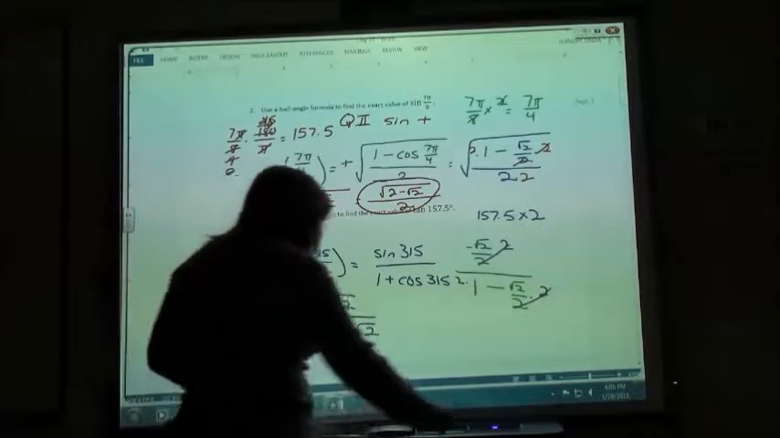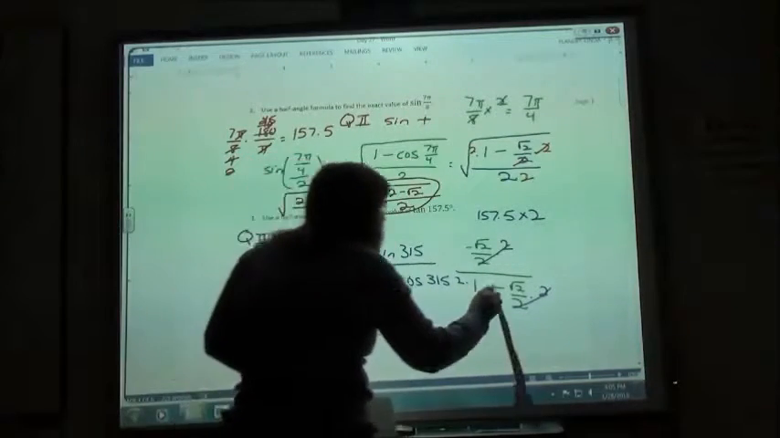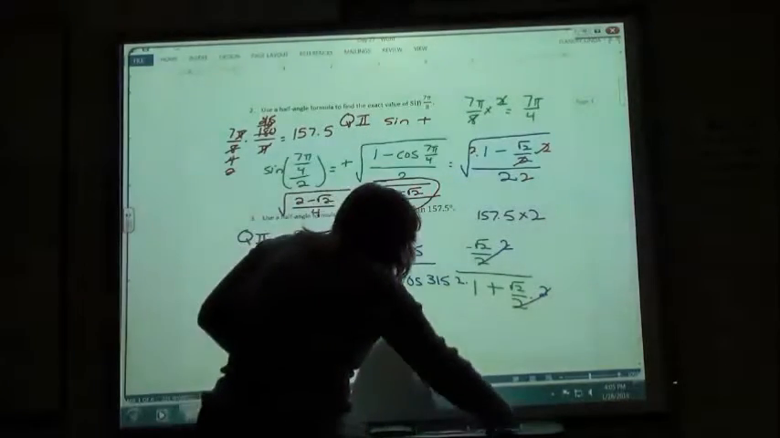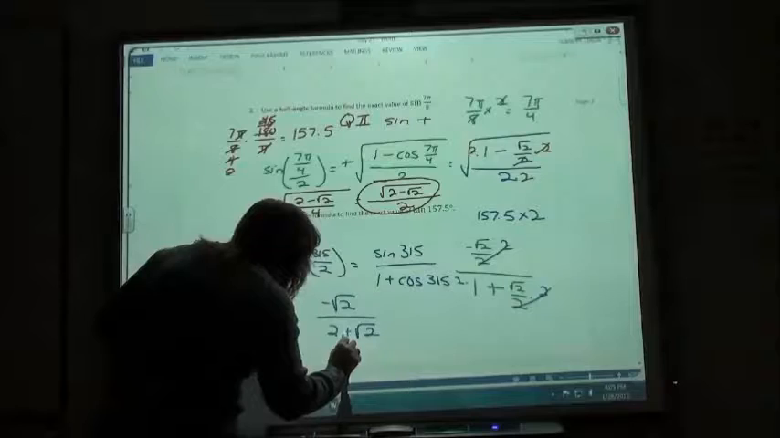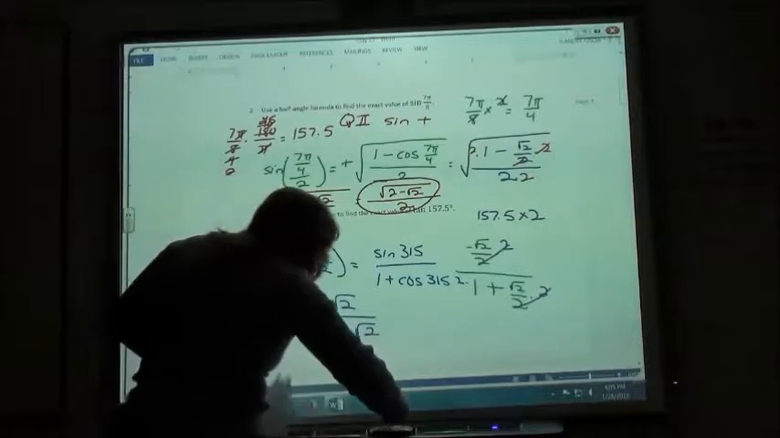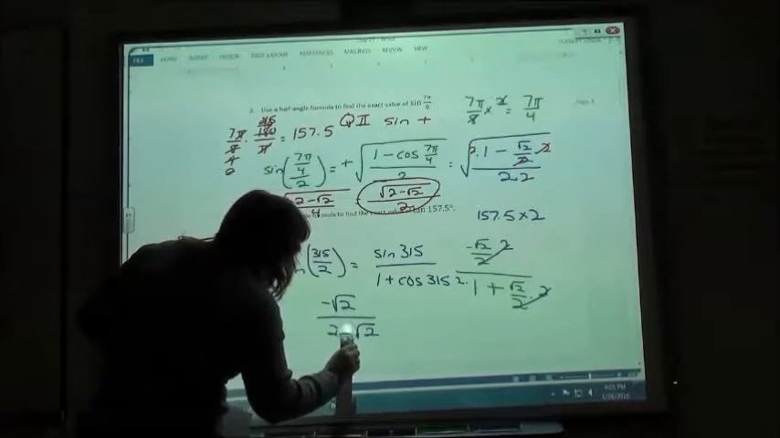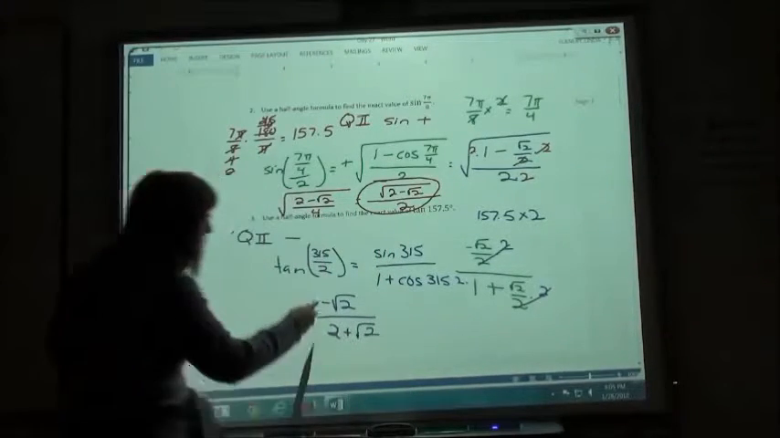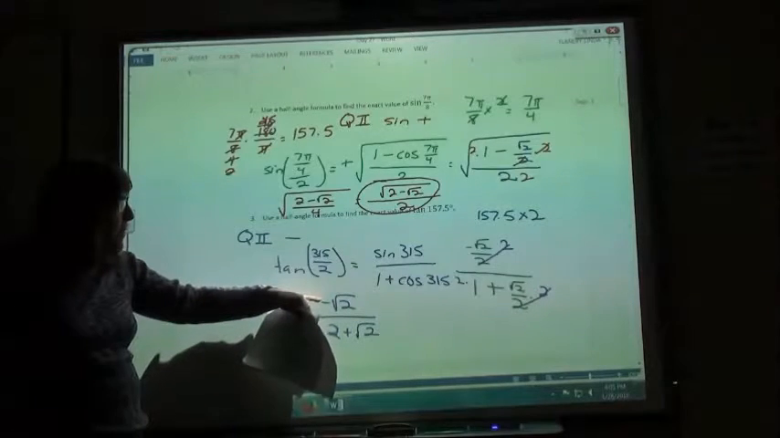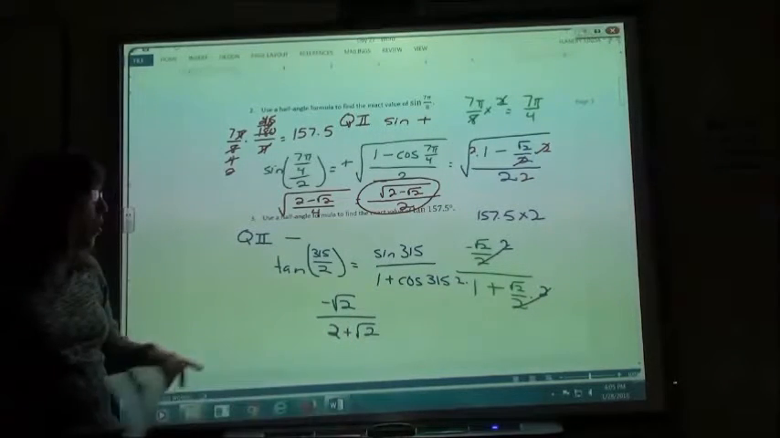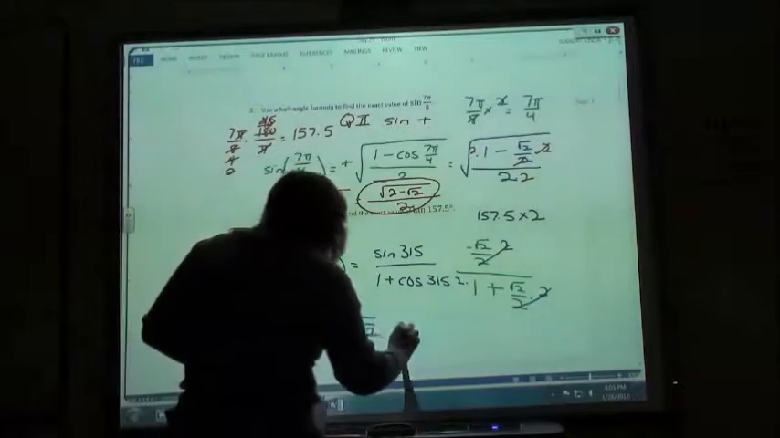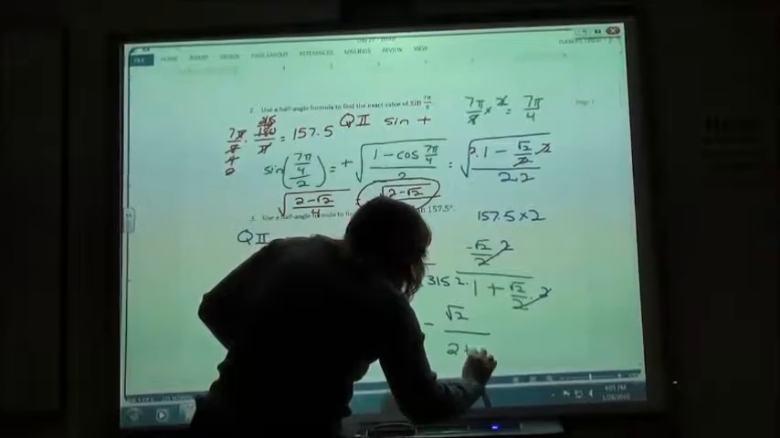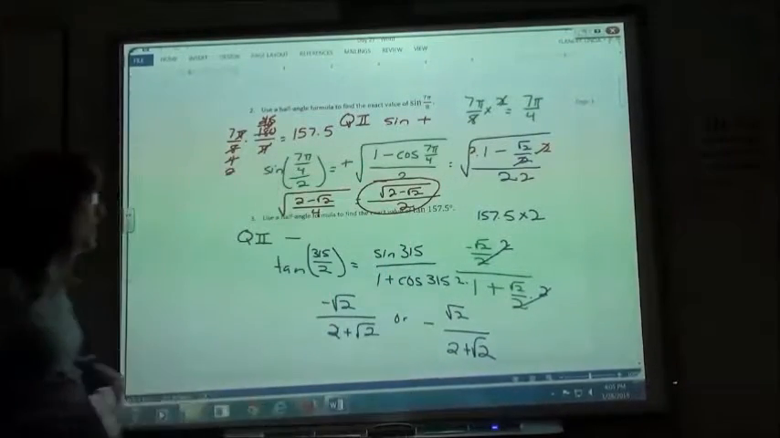Oh, I messed up there. That was supposed to be a plus. I knew something didn't look right. So I should have 2 plus the square root of 2 there. And on this one, there's a negative on top. It doesn't matter if you put it on top, or you could put it out in front if you want to. So you could have negative square root of 2 over 2 plus the square root of 2, and that would be the same answer.